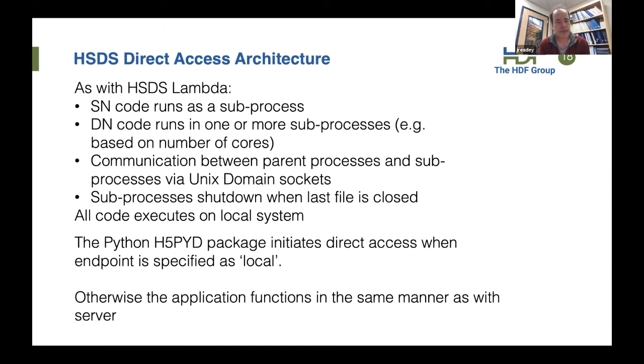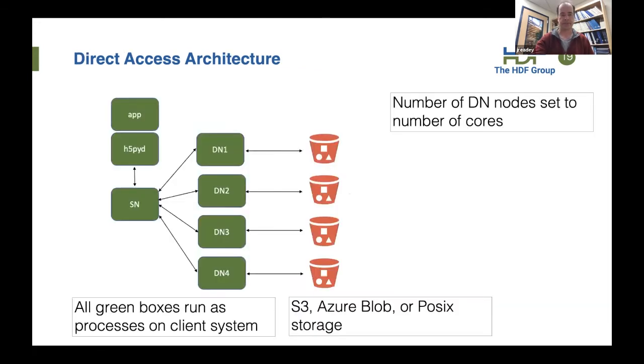So much like with Lambda, what we do is we run the SN code as a subprocess, the DN codes as more subprocesses, and we communicate across these using Unix domain sockets. So when the file opens, we spin up these subprocesses, do whatever interaction with the file, and then on file close, we shut down the processes. This is enabled through the Python h5pyd package when the endpoint is specified as local. And all other functionality works just the same as if you had an HDFS server.